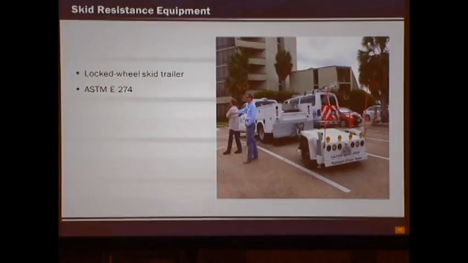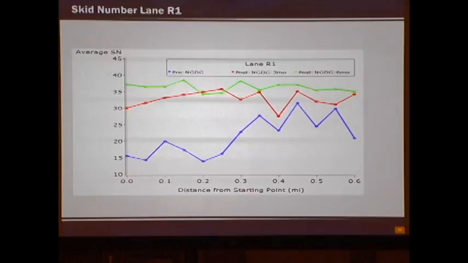So first, we'll focus on the skid resistance equipment. We used a locked wheel skid trailer that conforms to ASTM E274. That's the trailer that you see on the right. After the initial data, the secondary and third data sets, we plotted it on the skid number of lane R1.